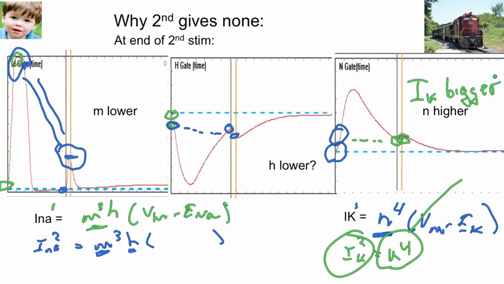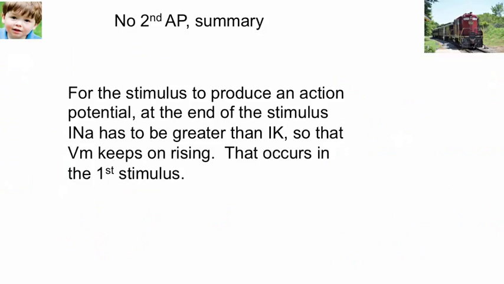So with our first stimulus, we made sodium big and kept IK moderate or small. In our second stimulus, we made sodium much smaller and made IK either unchanged or bigger. So no wonder our second stimulus didn't do anything. We couldn't get enough sodium current to make something happen. So let's just say that in words.